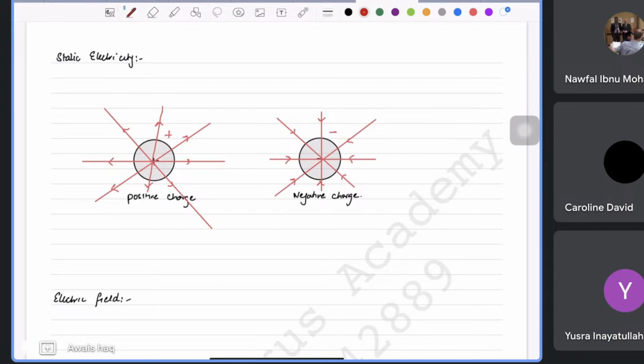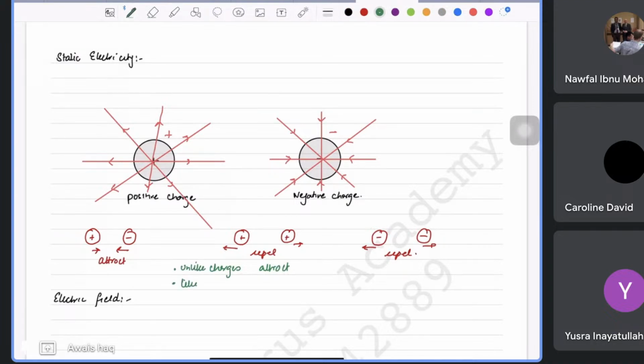Now, when there is a positive charge and a negative charge, they basically attract each other. And when there is a positive charge and a positive charge, they repel each other. Same goes for a negative charge and a negative charge, they would also repel. What this tells us is that unlike charges attract, and like charges repel, just like this.